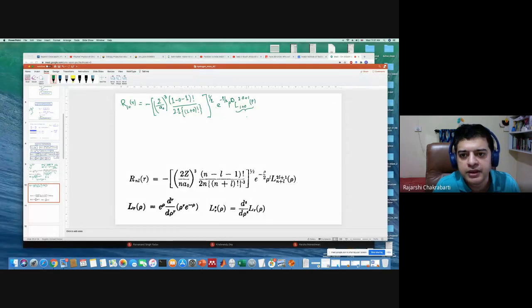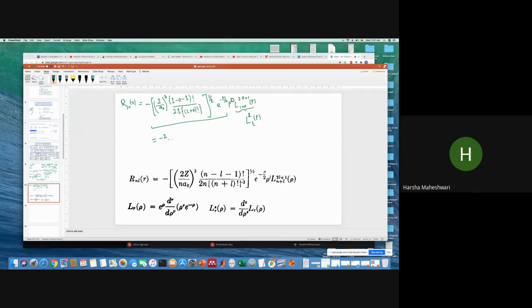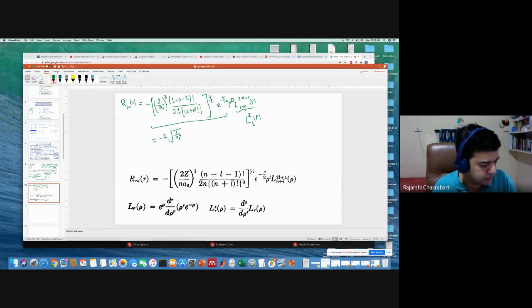Essentially, this one is your L1 of rho. And actually you can calculate the coefficients. If you calculate them properly, I think it comes out to be minus 2. Minus 2, 2 over a0 raised to the power 1 by 3 by 2, a0 e cube. You can do it yourself. I think this is how it is.